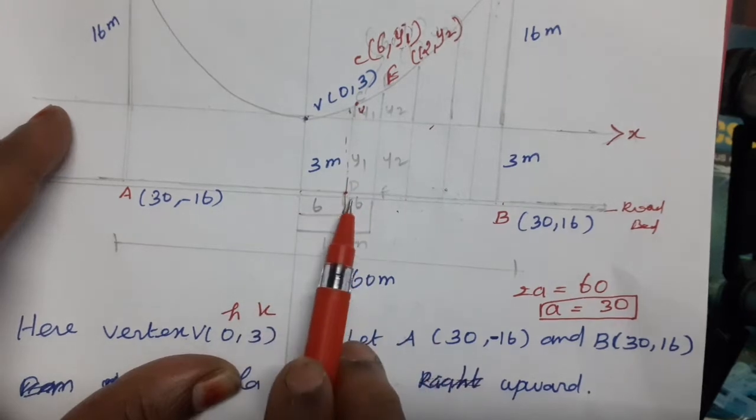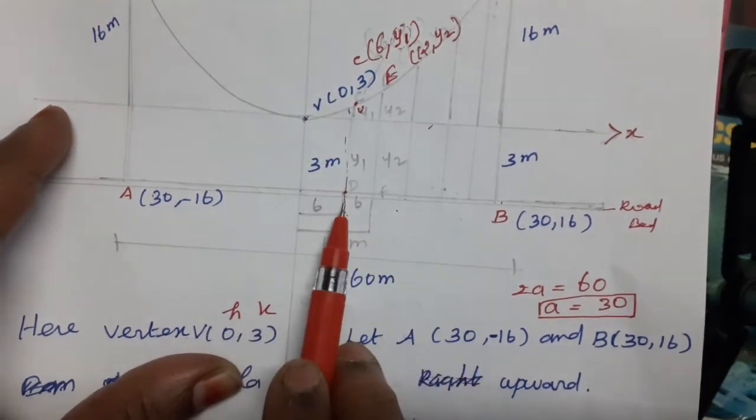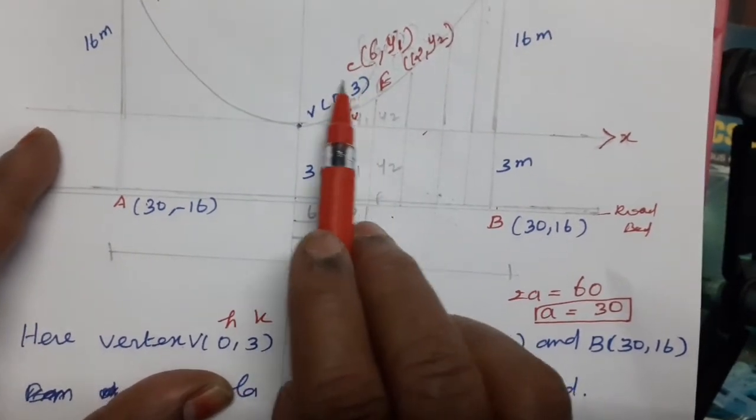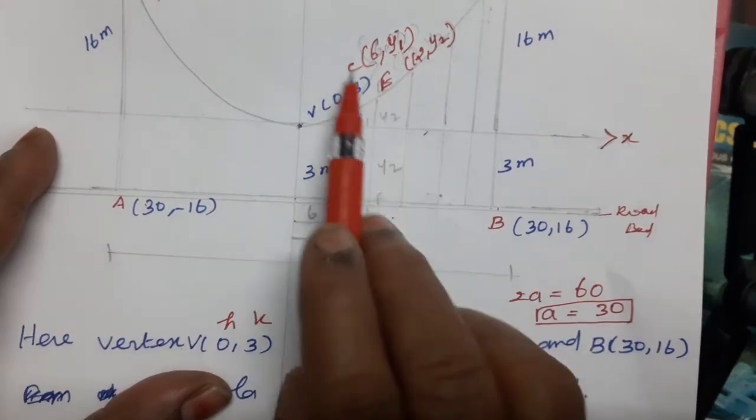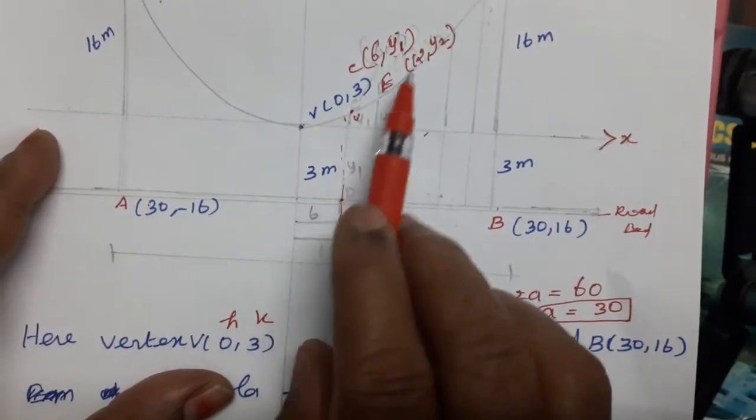Now we are going to find the height of the cable. The height of the cable is given as y1. Therefore, point C is 6 comma y1. So we substitute in the first equation and get the y1 value.